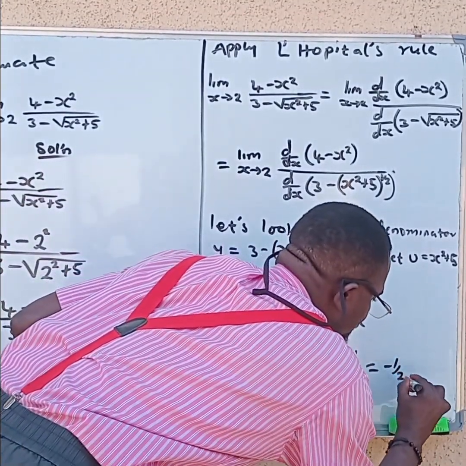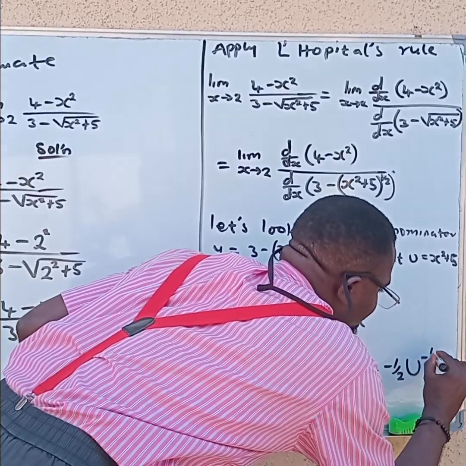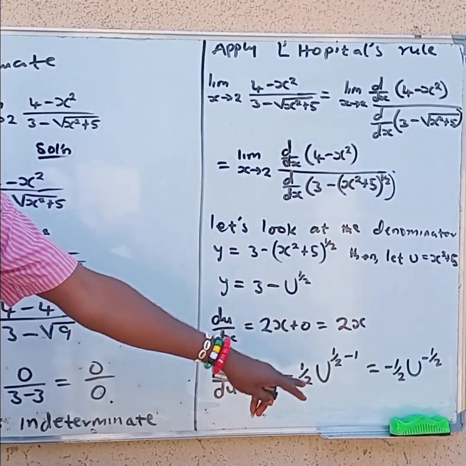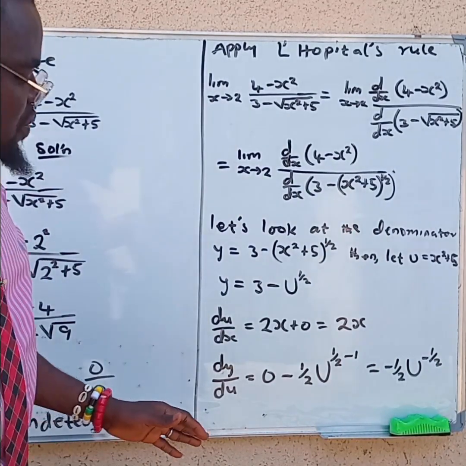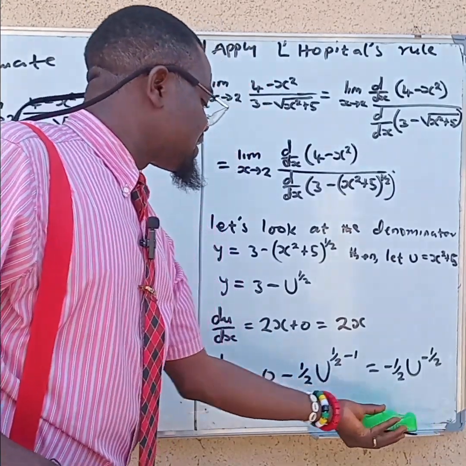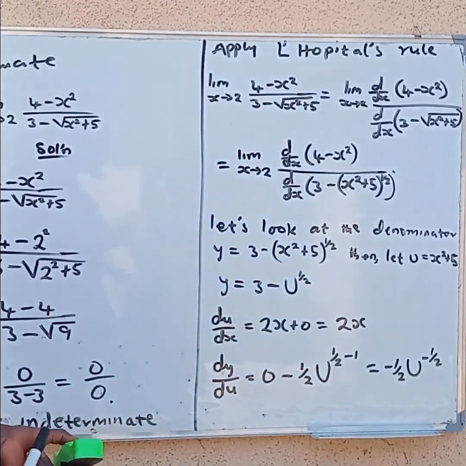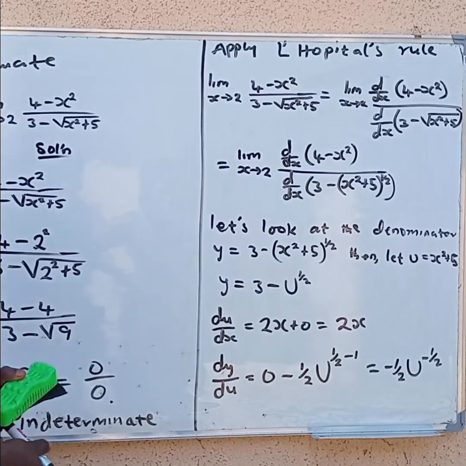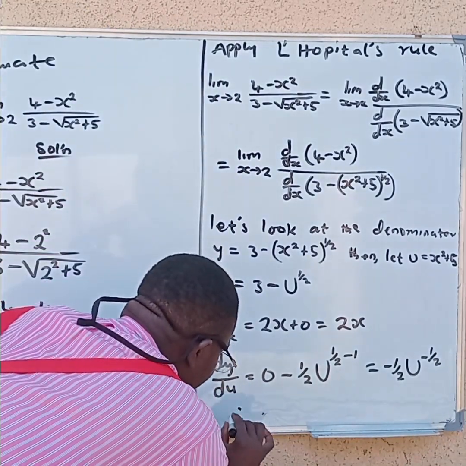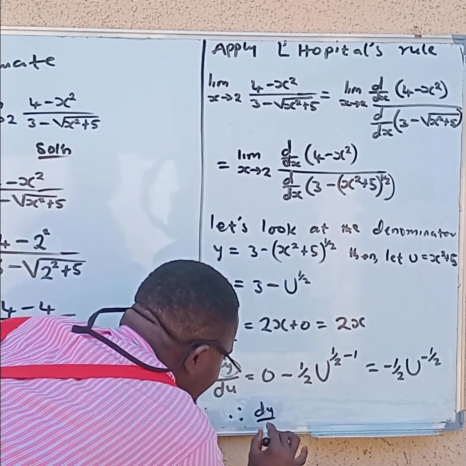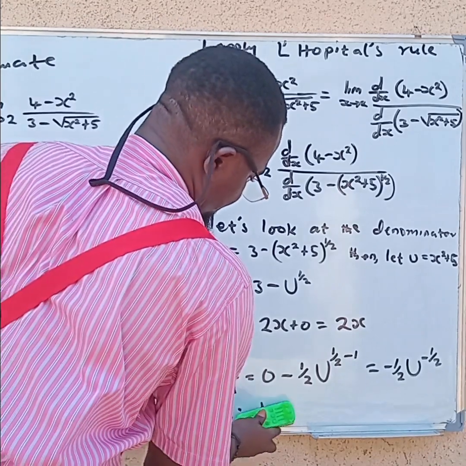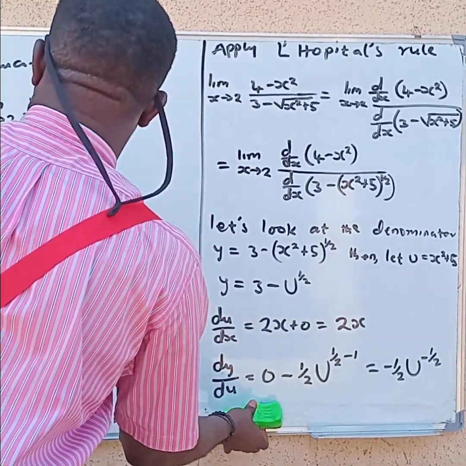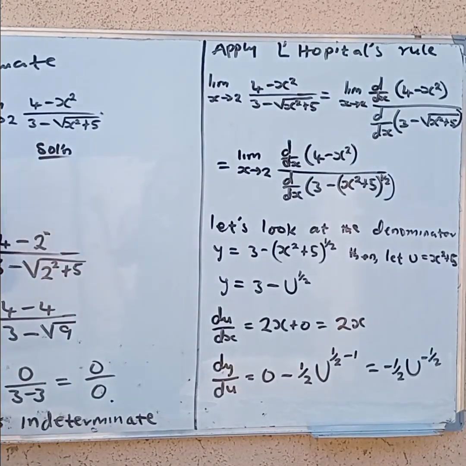Minus 1 over 2 u raised to the power of minus 1 over 2. That's what we have there. So now, you remember that we need to get our dy/dx. The one we formed is a function of a function. So what we do, therefore, is dy/dx. I believe we're done with here.